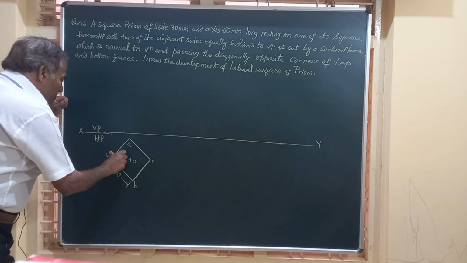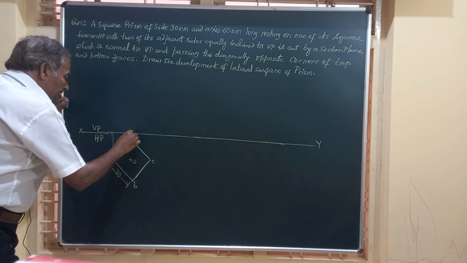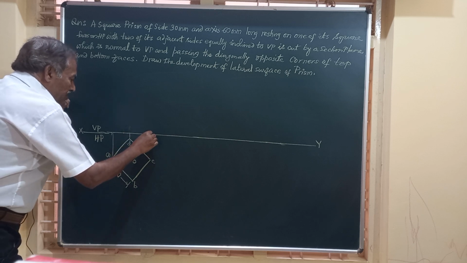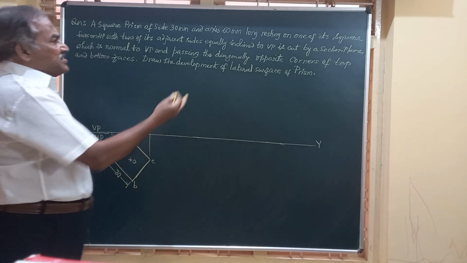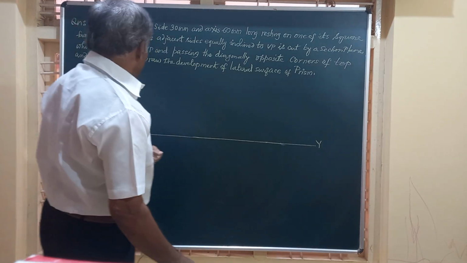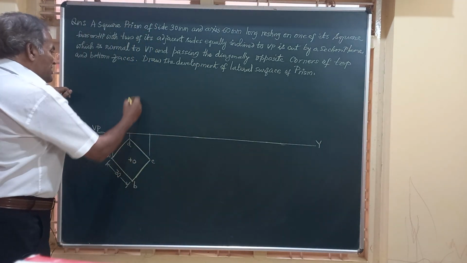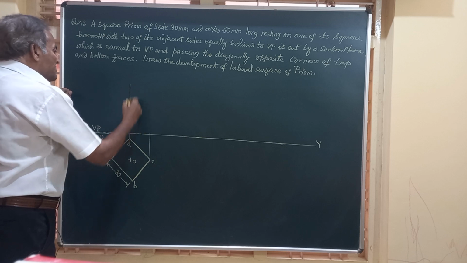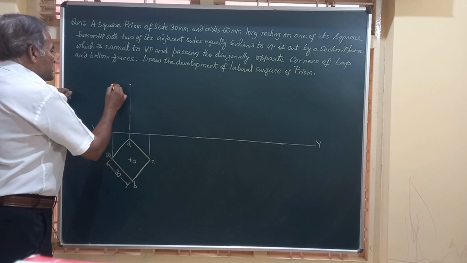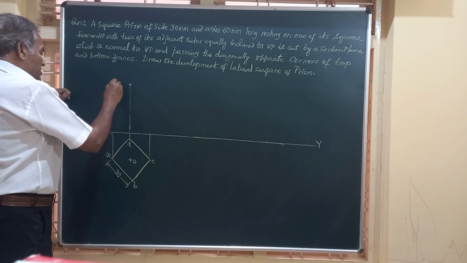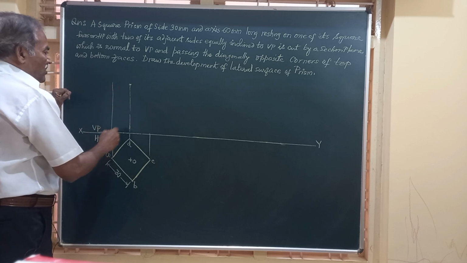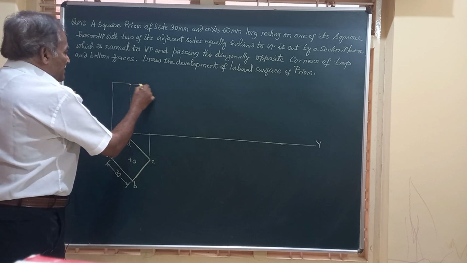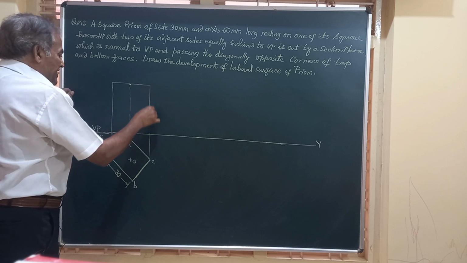A vertical line from D, a vertical line from this point, and the height of this is given to be 60 mm. So I have this axis, that is, take a length of a height of 60 millimeter and construct this rectangle, the front view of the prism. It looks like a rectangle like this.